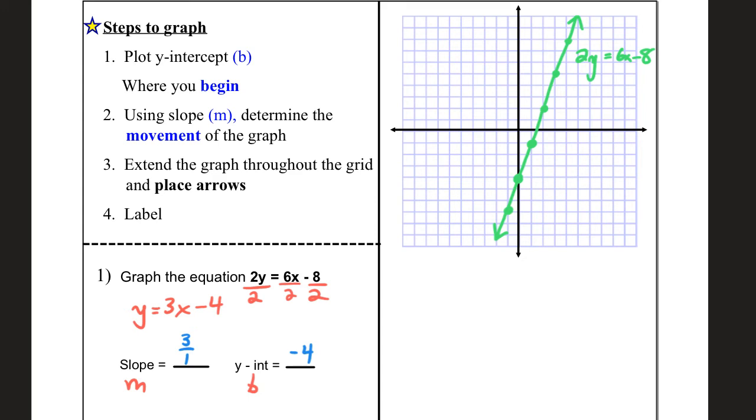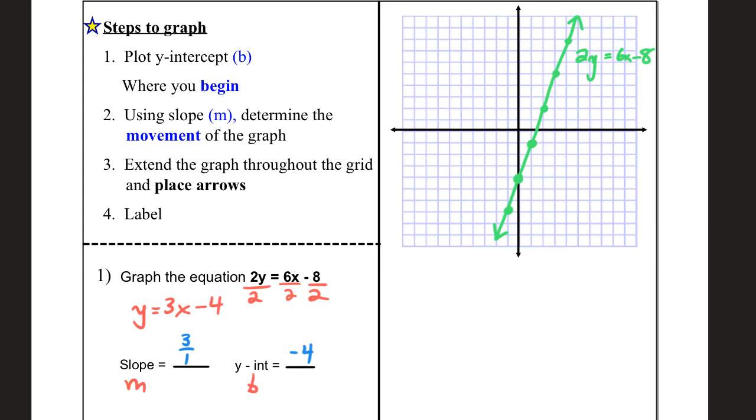Okay, so summing up what we did, we plotted the b value, that's where we began, and the slope tells us how to move. So going back to the 3/1, it's a good idea if your slope is a whole number to write it as a ratio over 1, or as a fraction with a 1 in the denominator. People just beginning out with this topic, if they write the slope as 3, might simply just keep rising 3 and have a vertical line. So the 1 is kind of a reminder, a placeholder, that you should be ticking 1 to the right every time you go up 3.